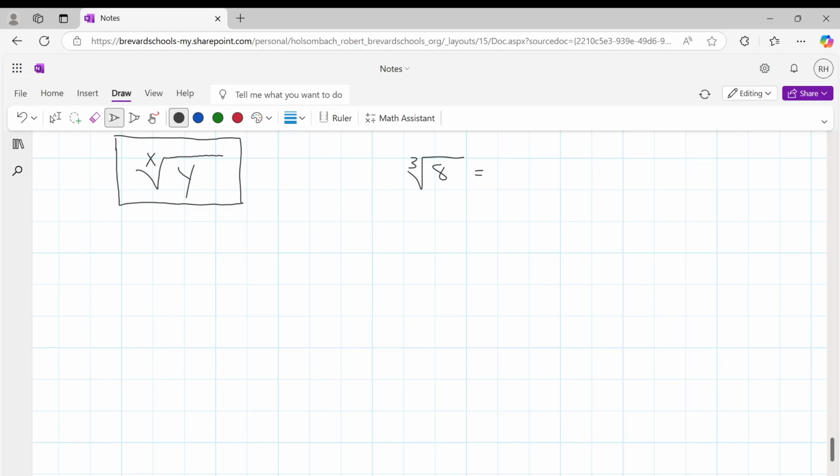So I have the 8 on my screen. I go second, that button, and then I type in the index, which is 3. That means I'm finding the third root of 8, and I hit equals, and I get a 2.